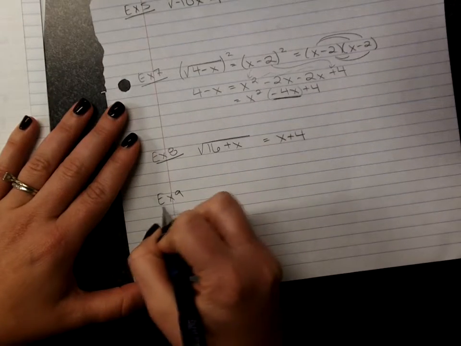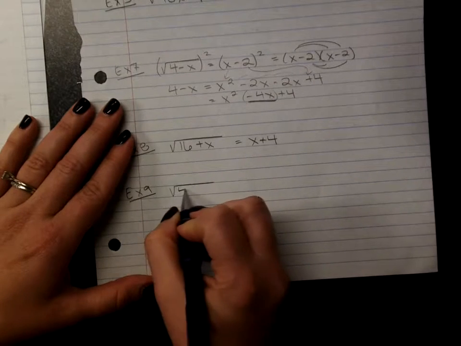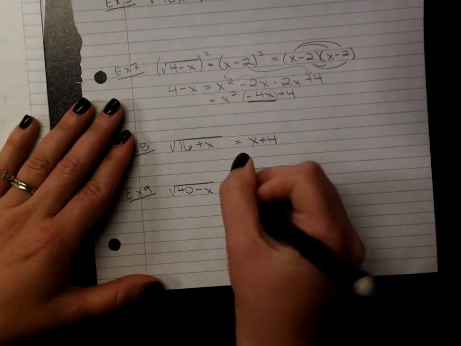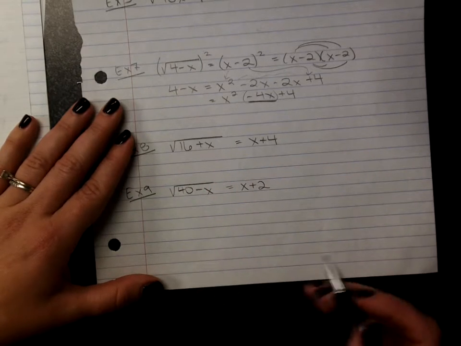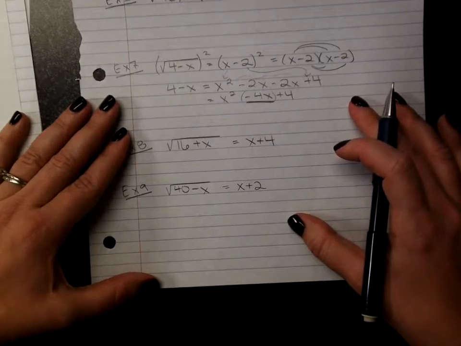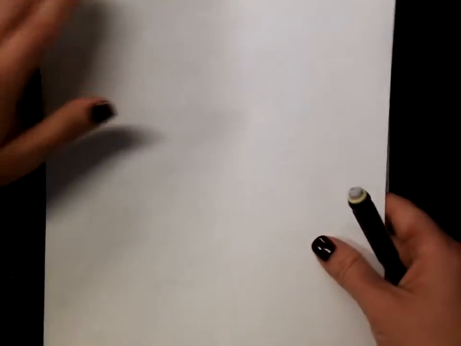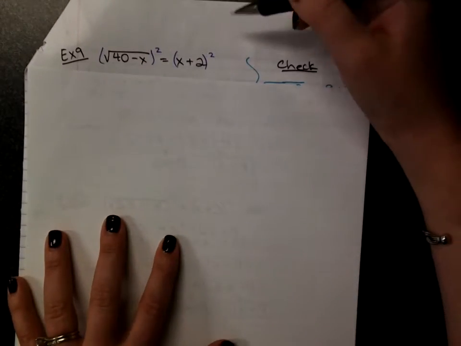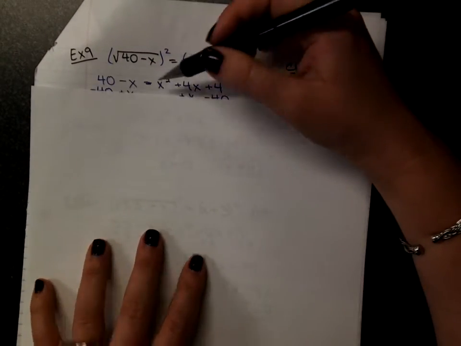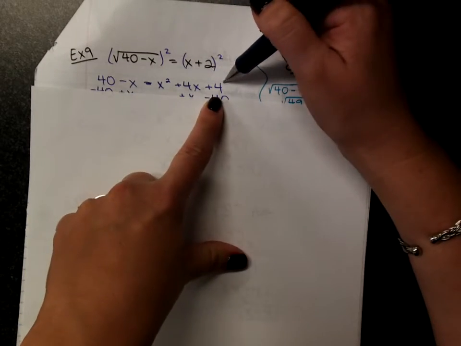Example 9 is, let's see, the square root of 40 minus x equals x plus 2. If you want to pause the video and try that one, you can. If not, you can follow along with me. When you go to square both sides, you have to FOIL. So you're going to get 40 minus x equals x squared plus 4x plus 4.